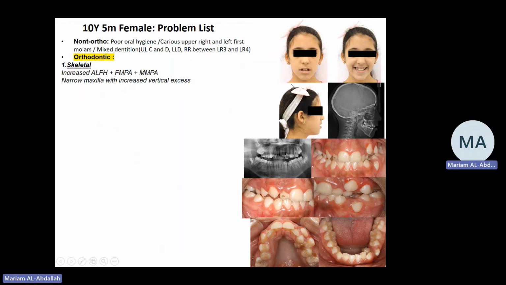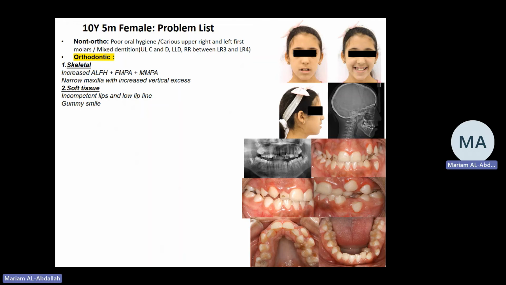Transversely, the patient has a good facial symmetry, but intraorally, the patient has a narrow maxilla. You can see that the maxilla is V-shaped, it's collapsed, so we have a narrow maxilla. And also we have increased vertical excess, and this is the etiology of the gummy smile. So all these things have to be mentioned in the skeletal problems.